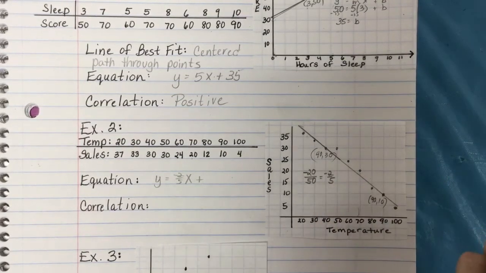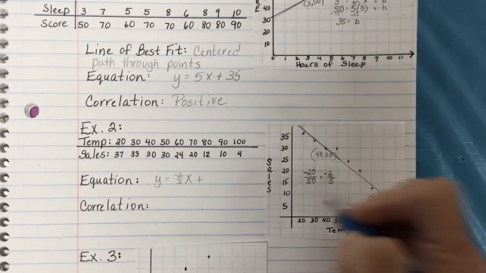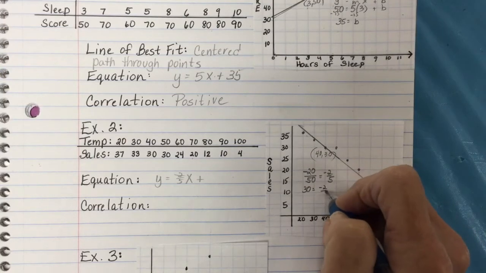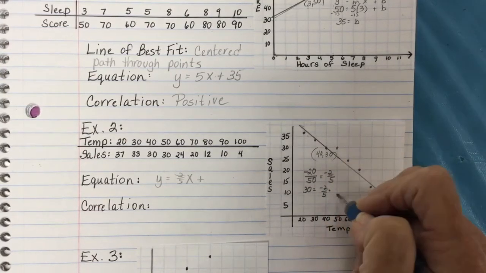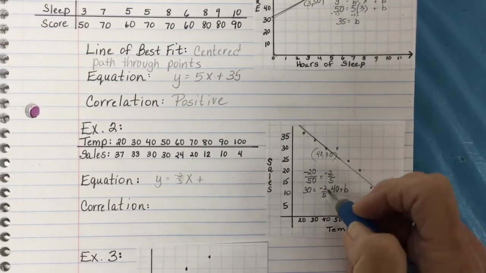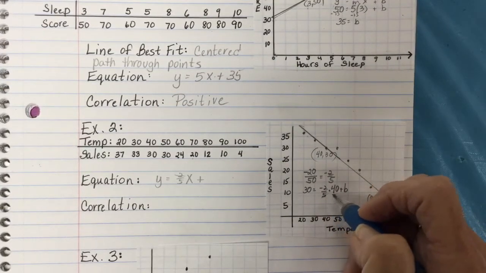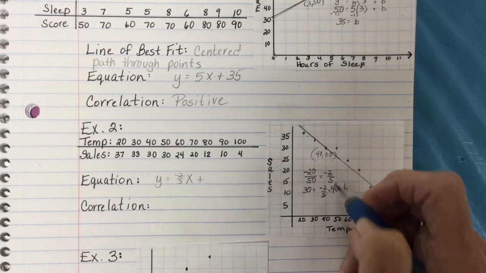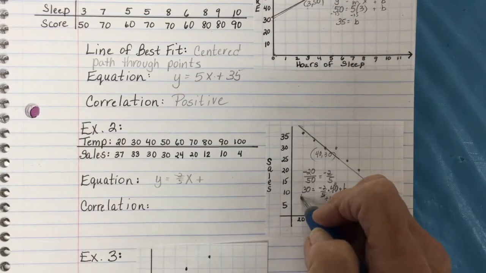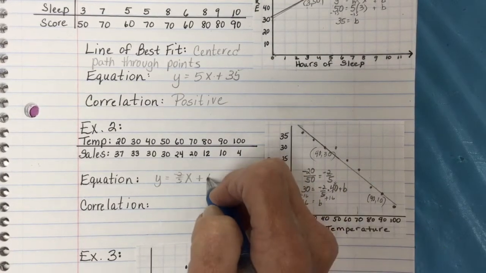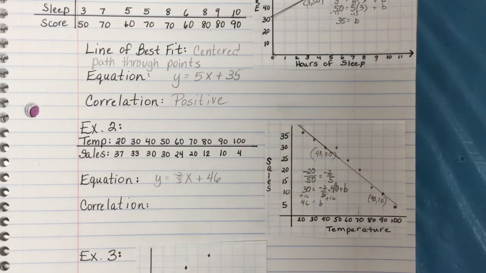So let's pick a point. I'm going to use 40, 30. The y is 30. The slope we said is negative 2/5. X is 40. And we're going to work it out to find b. So this is going to become 8 if I cross cancel. So this is negative 16. So therefore I'll add 16 to both sides, and the y-intercept is 46. So I'm going to put 46 here. That is the equation of the line of best fit.